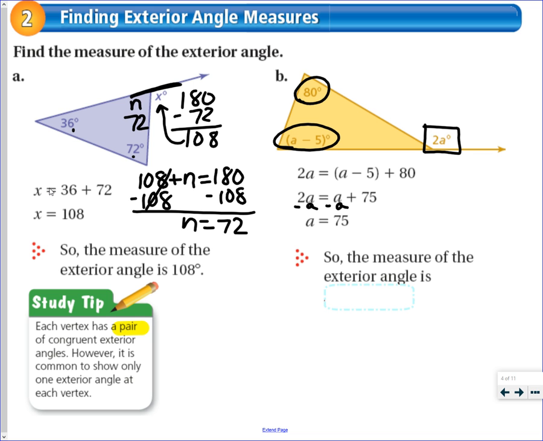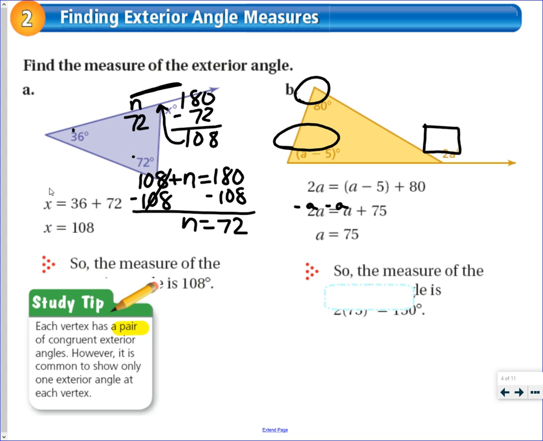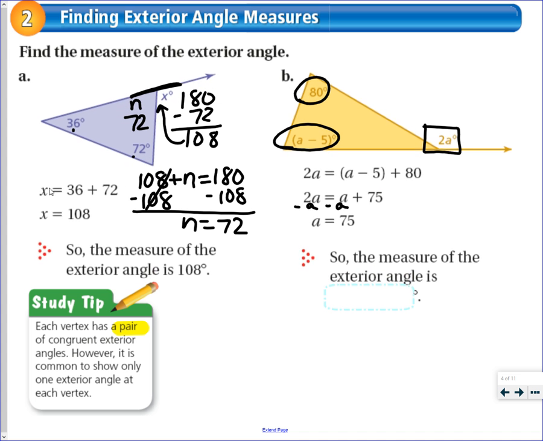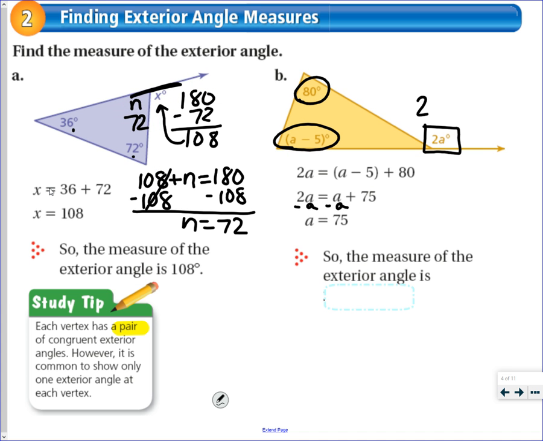So that exterior angle is not just 75. The a was 75. That means 2 times 75 gives me 150 degrees for this. And again, if I check this, if a is 75, 75 minus 5 is just going to be 70. So 80 plus 70 would be 150. So that exterior angle was 150 degrees.